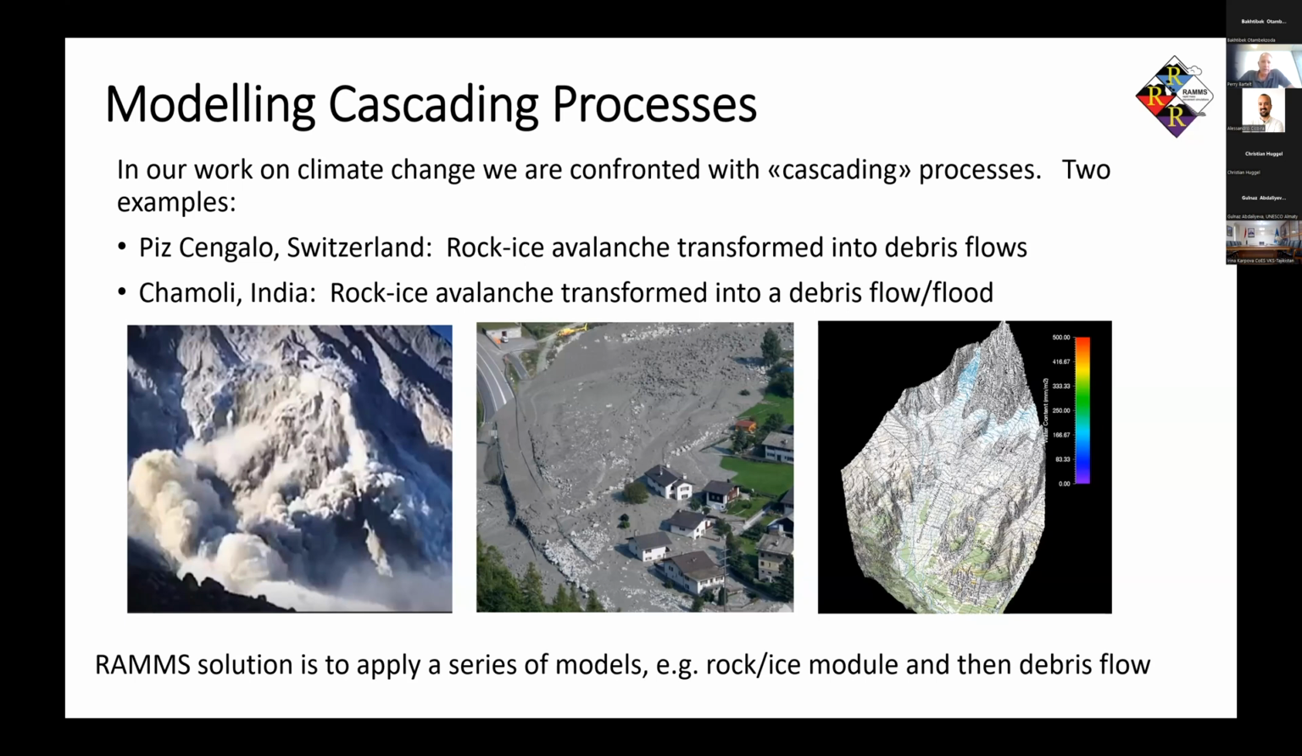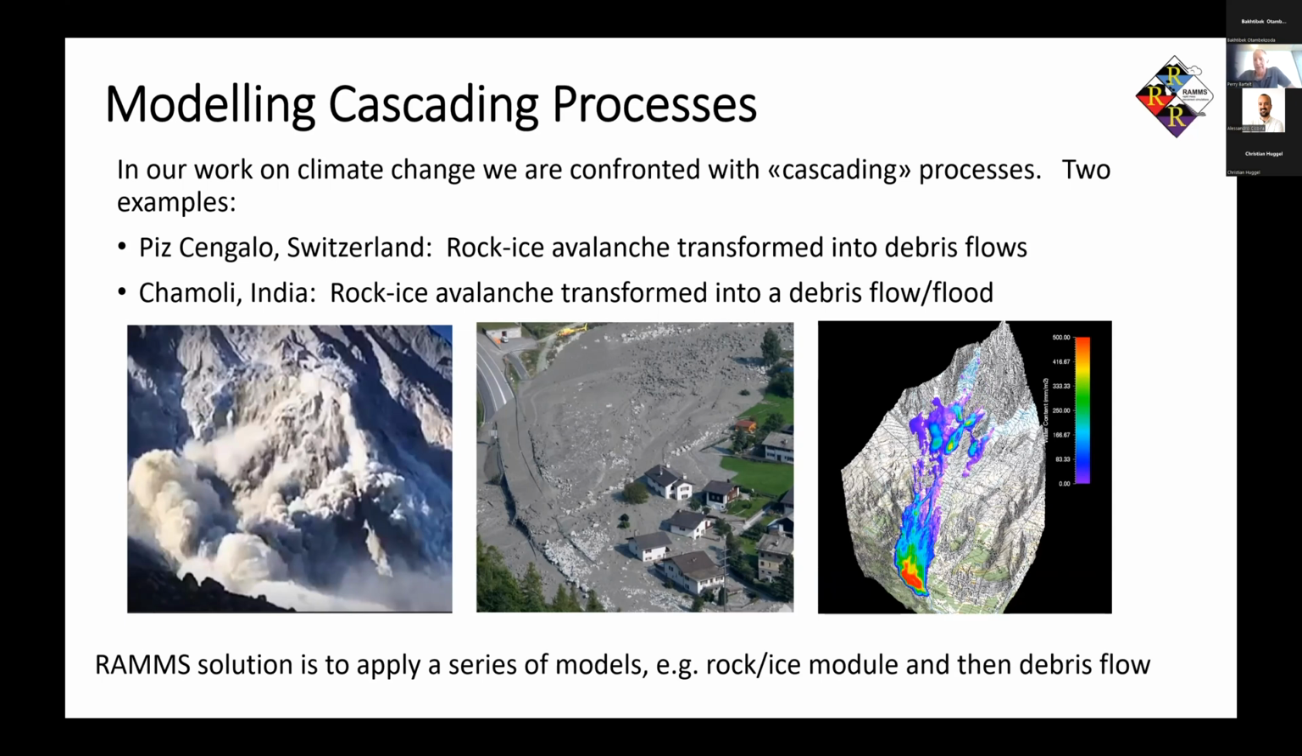The way that we are handling the cascading process is to couple different models together. We begin, for example, in the Pitschengelo, we simulate the rock ice avalanche. This is the simulation of this event. Here, what you're seeing in this picture is the formation of water via frictional melting. And what you notice when you see these red regions, this is where the water has accumulated in the deposits. And we would use this information then to drive the debris flow analysis.